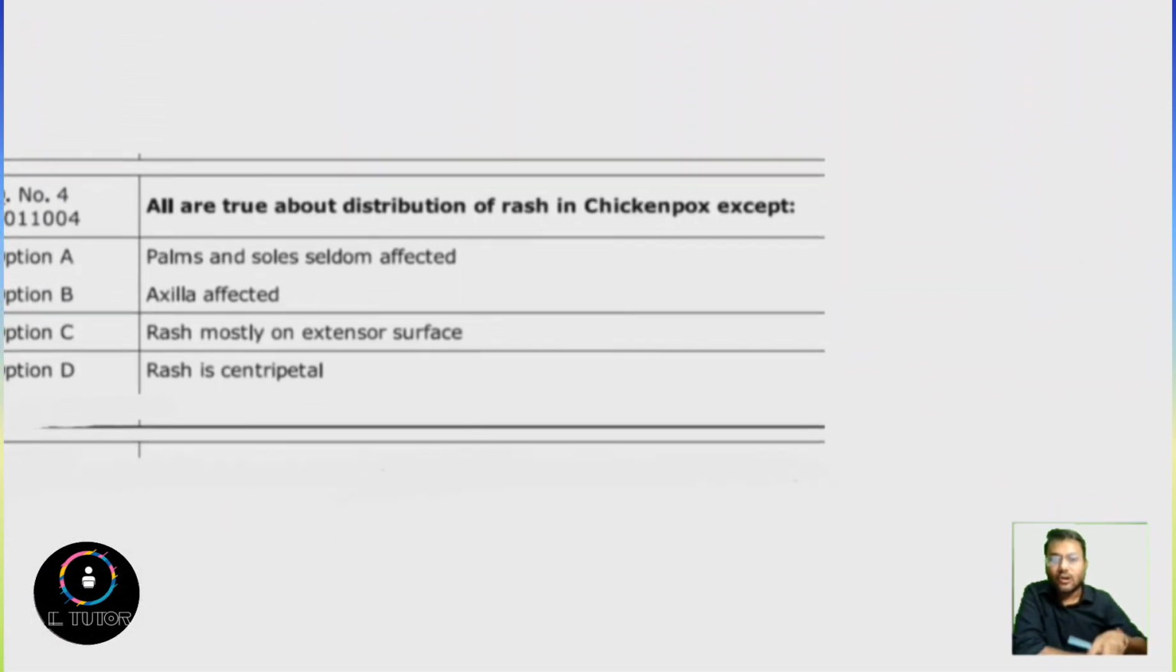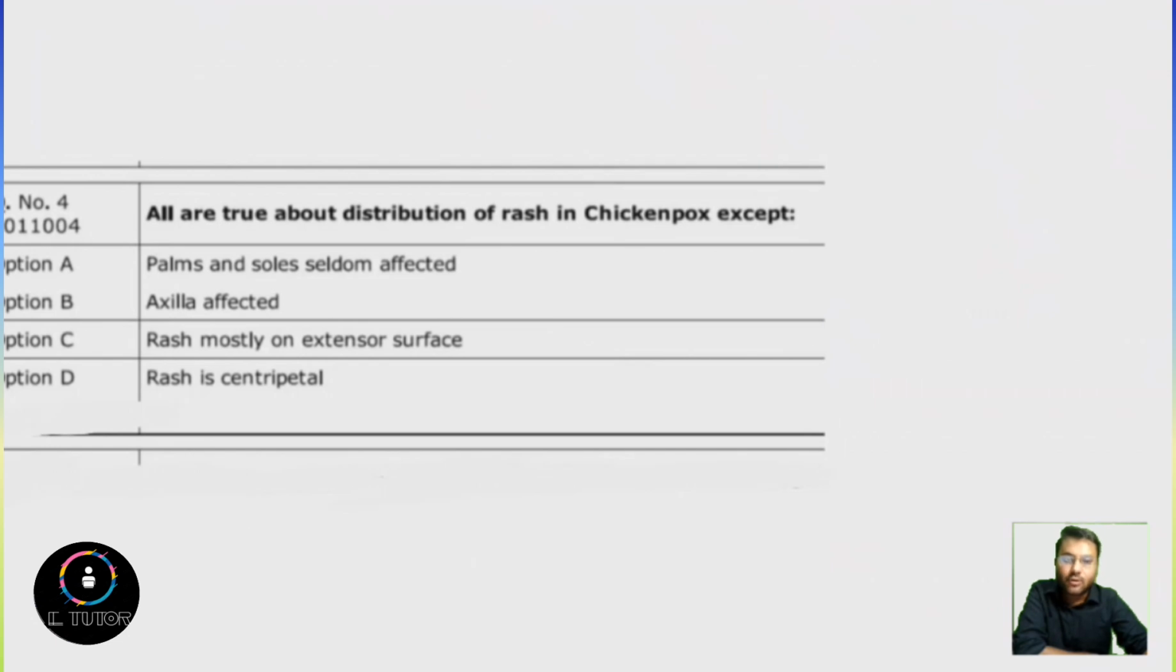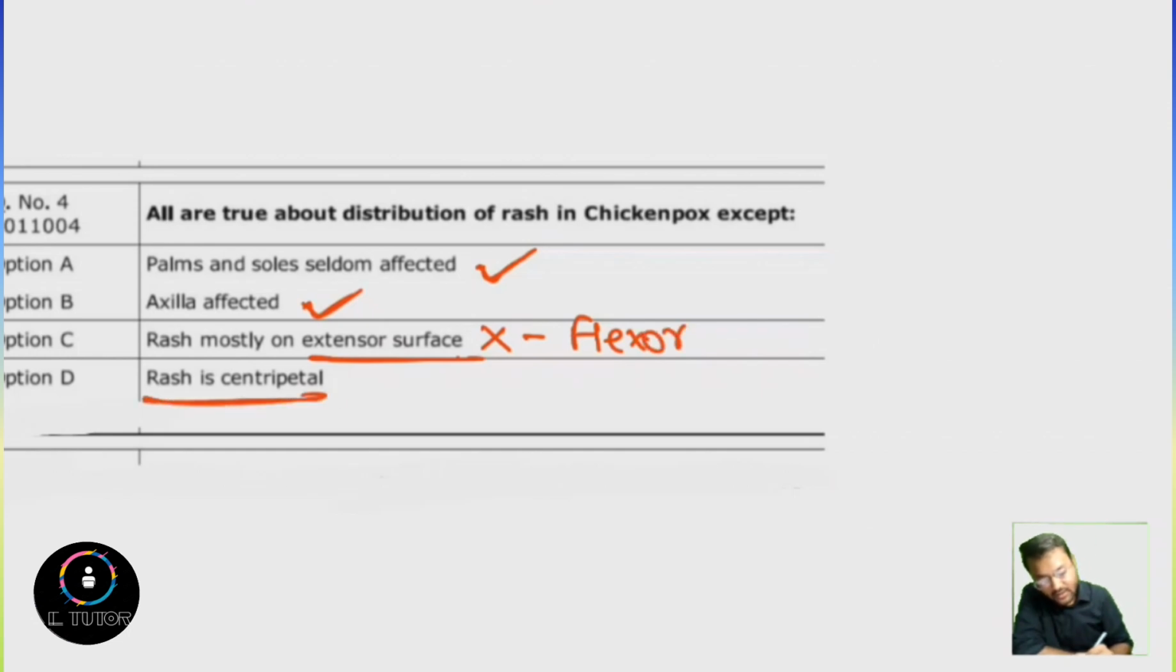Next question is, all are true about distribution of rash in chickenpox except. Palm and soles are seldom affected. This is true. Axilla is affected. This is also true. Rash mostly on the extensor surface. No, this is not true. In case of chickenpox, rash will be present mainly on flexor surface, and rash is centripetal. This is true. So answer here will be option number 3, rash mostly on the extensor surface, because rash is mostly seen on the flexor surface.